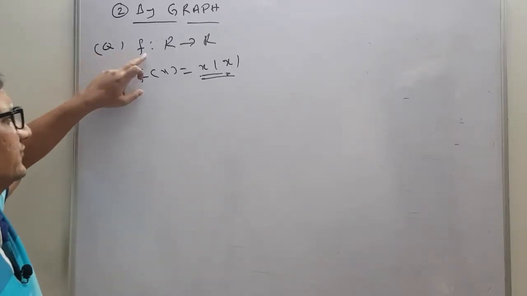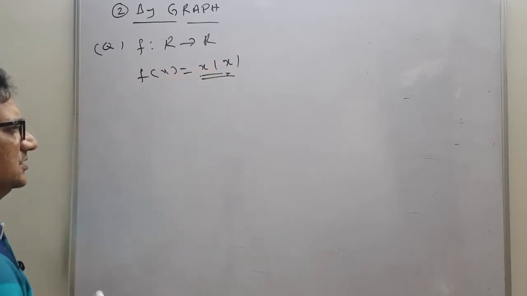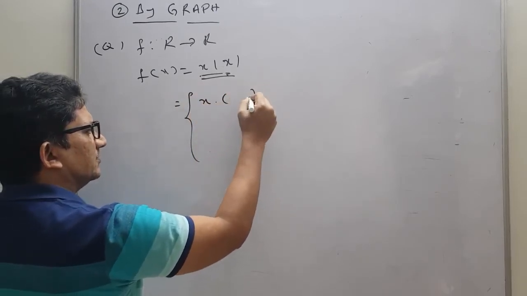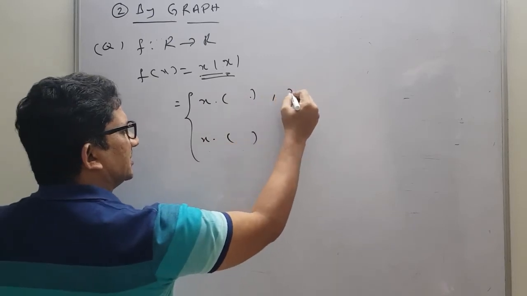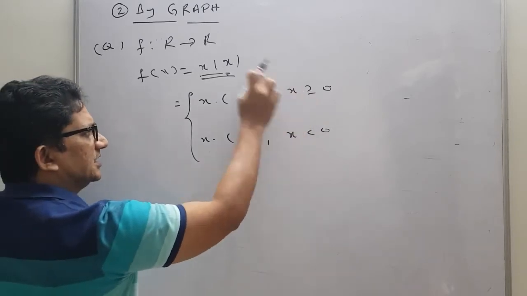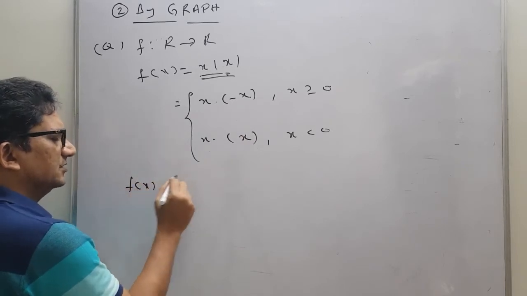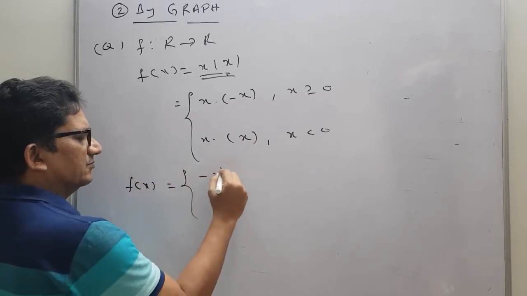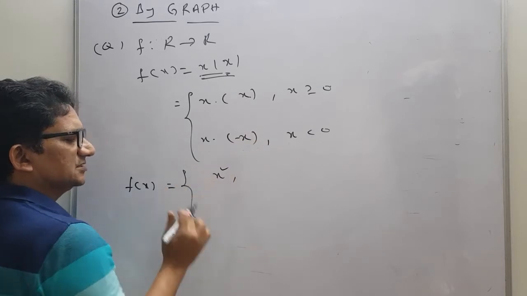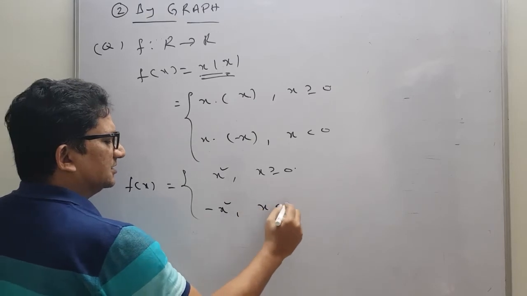So here the question is: f is defined from real numbers to real numbers such that f of x equals x mod x. That means we can define the function in two parts, when x is greater than or equals to 0 and when x is less than 0. We know that when x is greater than 0, modulus of x is x, and when x is less than 0, it is minus x. So piecewise, the function is defined as x square when x is greater than or equals to 0, and minus x square when x is less than 0.